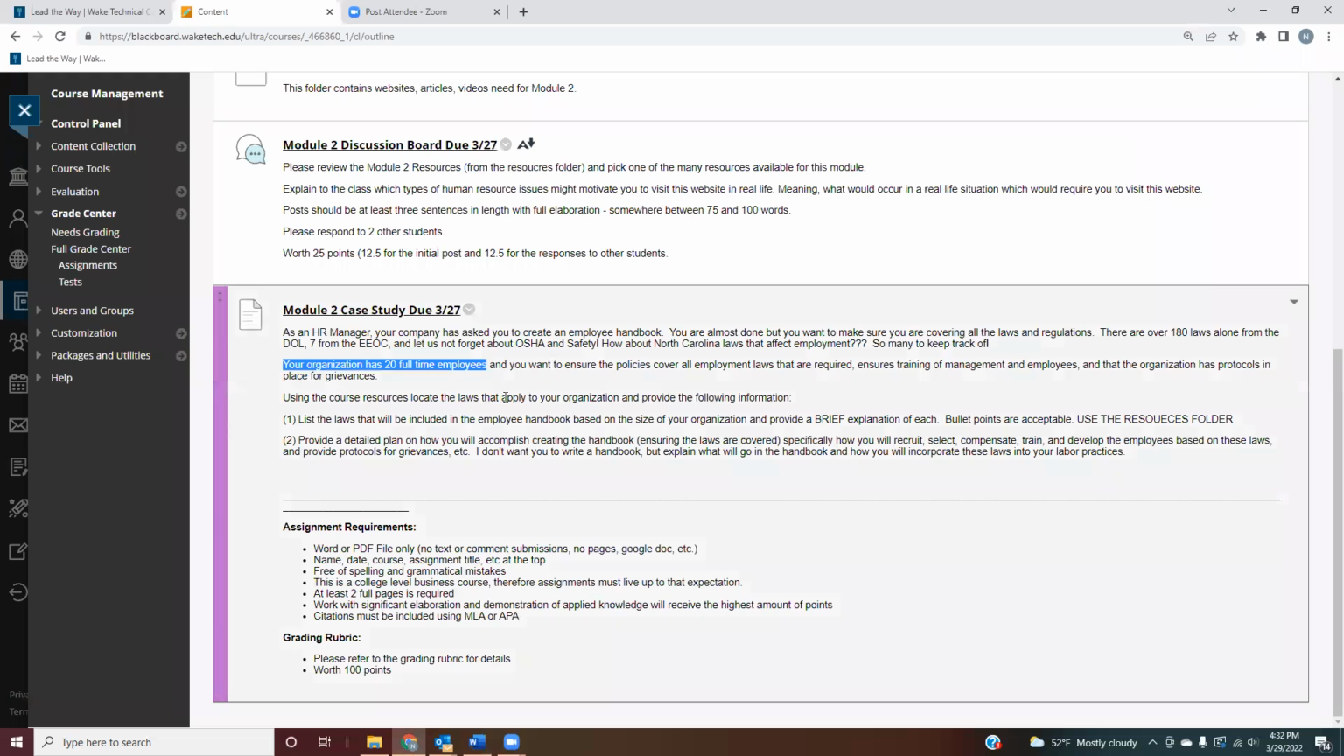The second part of the assignment was to provide a detailed plan on how you're going to create the handbook, ensuring that all of these different laws are covered, and how you're going to recruit, select, compensate, and train, for instance, based off these laws. You don't have to write the employee handbook. That can actually take months, sometimes years to create. Hopefully you did not do that, but I do want you to at least provide policies and protocols and your plan on how you would cover grievances.